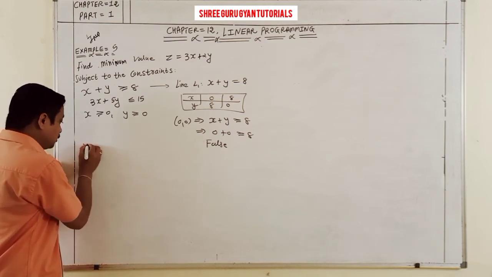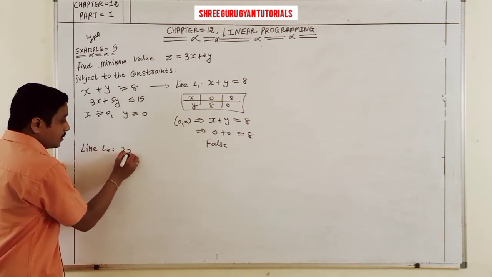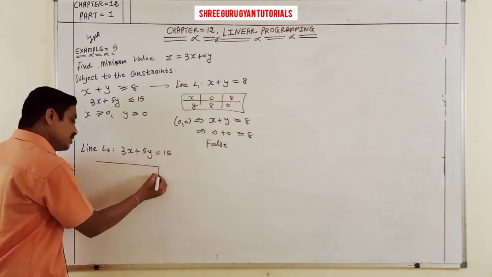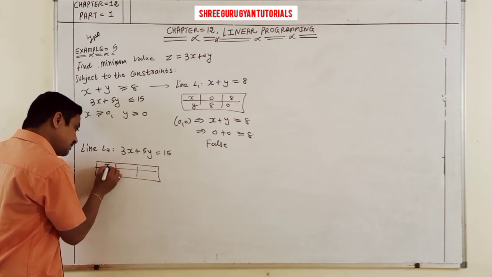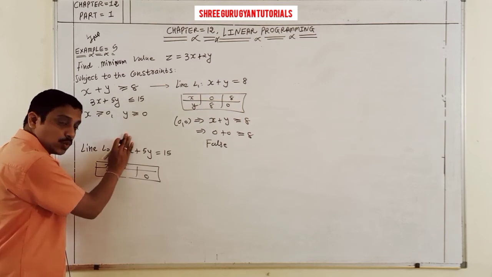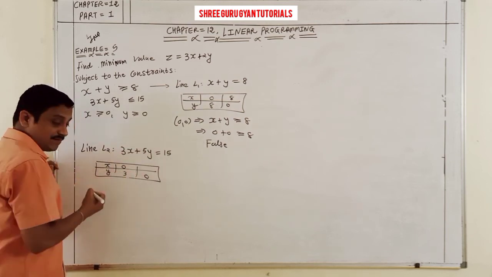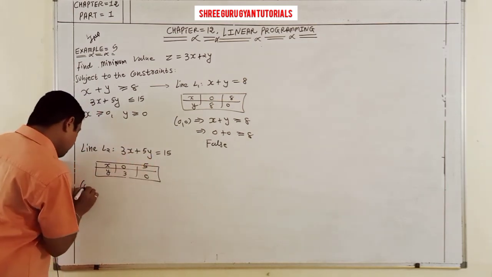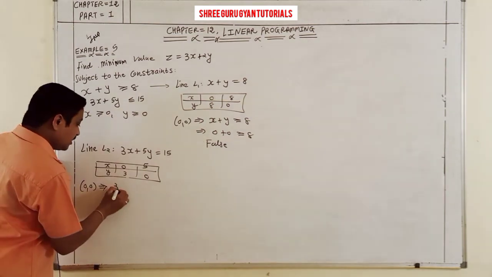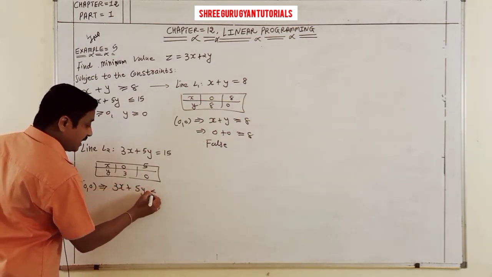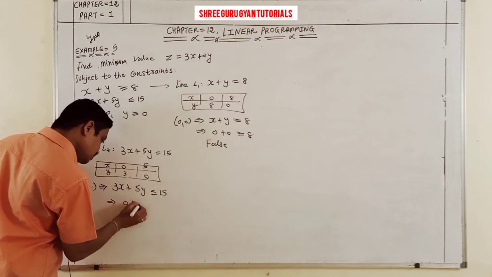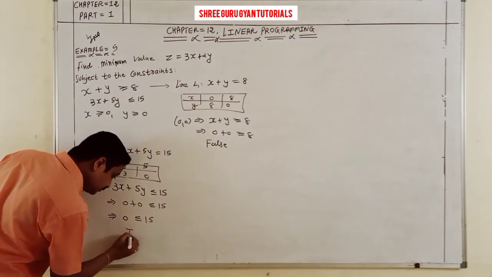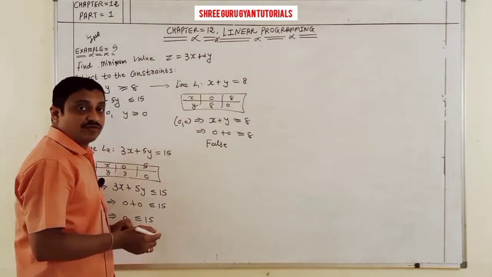Now the second line L2, 3x plus 5y is equal to 15, and make the table of x and y. x is 0, y is 15 by 5, it is 3, but if y is 0 then 15 by 3, x is 5. So you also check (0, 0): 3x plus 5y less than 15. So 0 plus 0 less than 15, it means 0 less than 15 is true. Your graph is towards the origin.